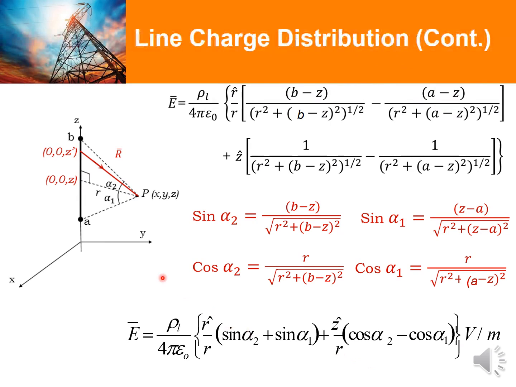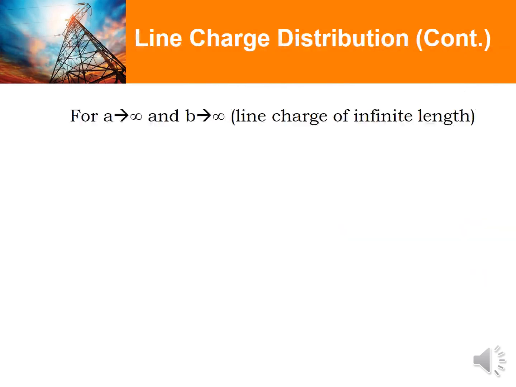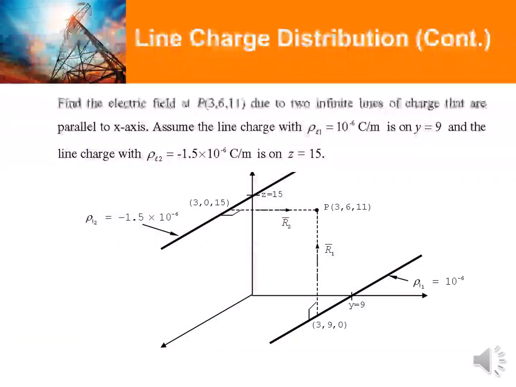What would happen if A and B had infinite values, such that this line is an infinite length line? Alpha 2 and alpha 1 would be of an angle of 90 degrees, and the electric field for an infinite length line charge would be given as the following relation. Let's solve this as homework.